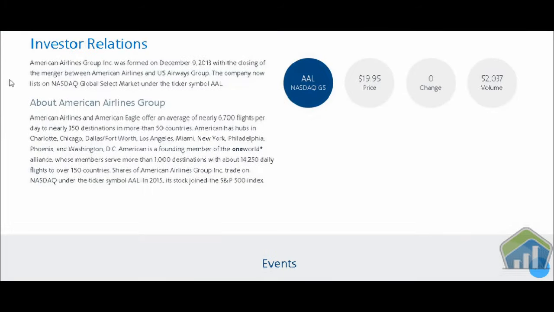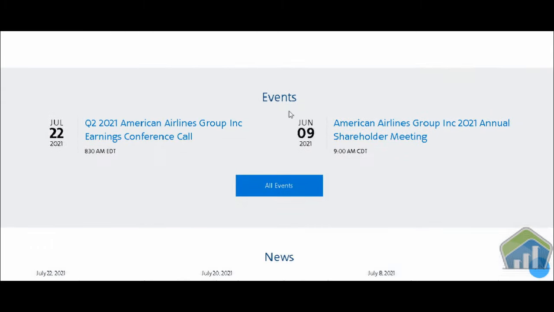As we scroll down, as you can see, we have investor relations. We have AAL, which is the ticker symbol on the NASDAQ, currently priced at $19.95, no change, and 52,000 in volume. We can scroll down and take a look at their events.